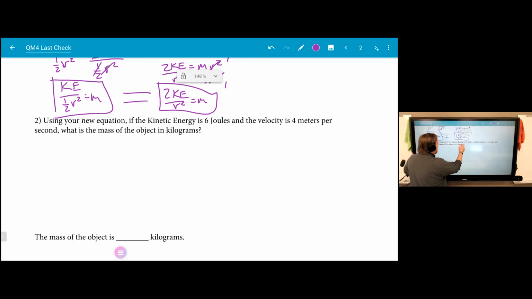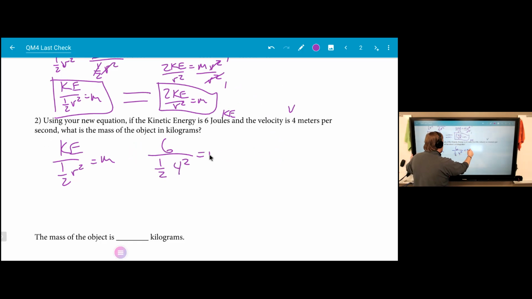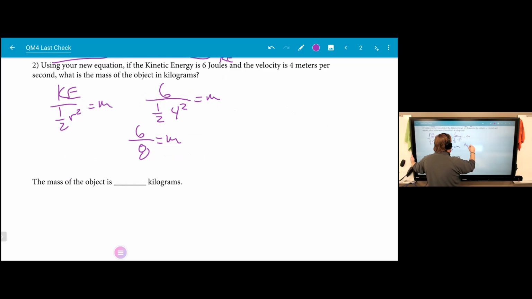Kinetic energy, that's KE, is 6 joules. Velocity v is 4 meters per second. We're trying to find the mass, the m. So KE divided by half v squared equals m. KE we can replace with 6, divided by half times v. v was 4, and that's squared. I've got 6, and I've got to do the squared first, so that's 16. Half times 16 is 8, so 6 divided by 8 is m. If we simplify that, you get 3/4 equals m.